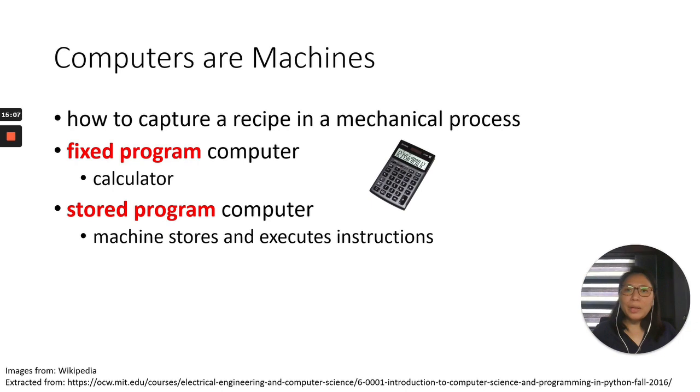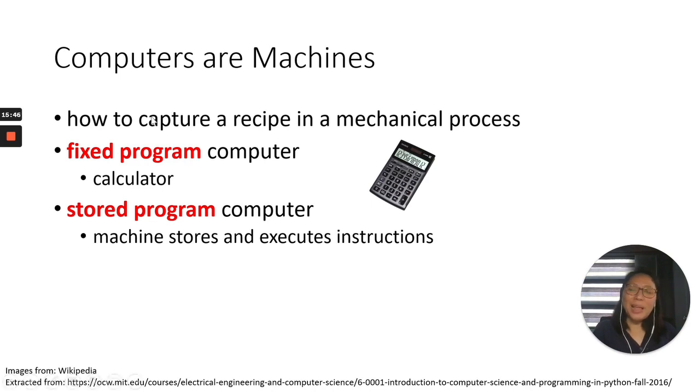A fixed program computer, like a calculator, can only do addition, subtraction, multiplication, division. We cannot use it to plot numbers. We cannot add features to it, or add software to it. So with a fixed program computer, if you want the machine to do something else, or you want to add to it, you have to create another machine that does another thing.